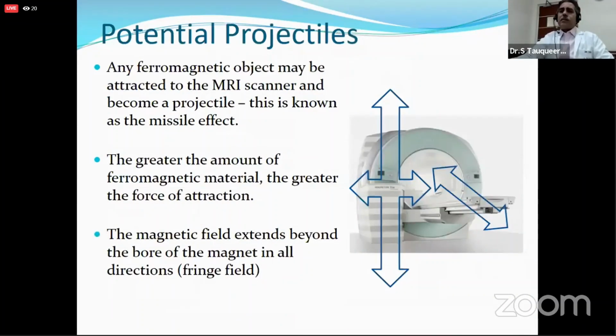So why are they called potential projectiles? What are potential projectiles? Any ferromagnetic object like iron, steel, or nickel, any object containing these metallic items, can be pulled in. They are said to be ferromagnetic because they get magnetized in front of the magnet, and they have a projectile effect and get pulled to the core of the magnet.